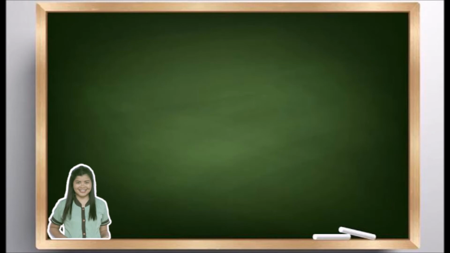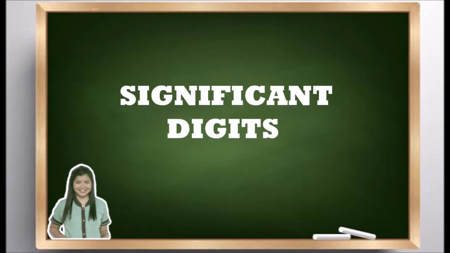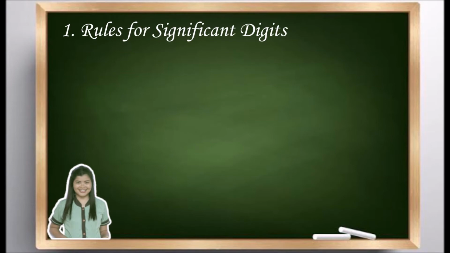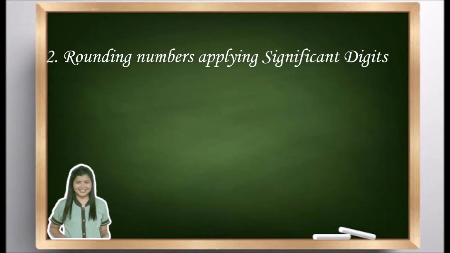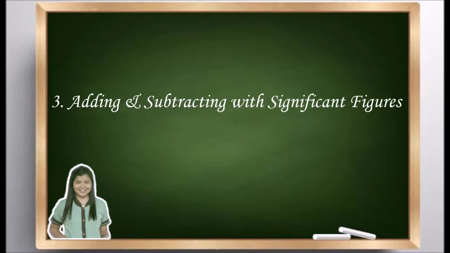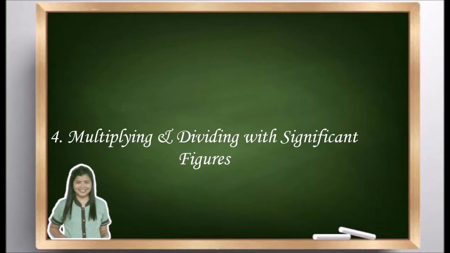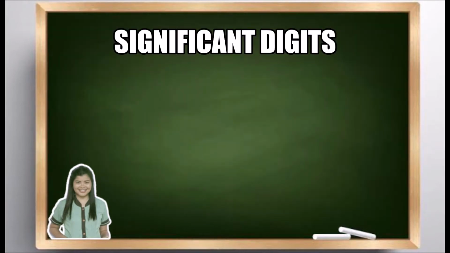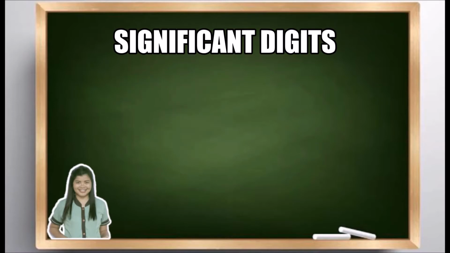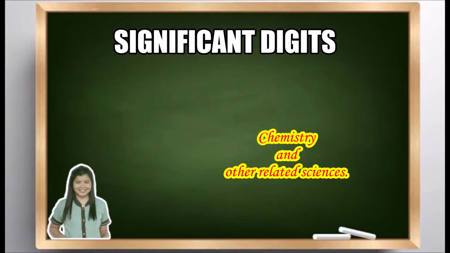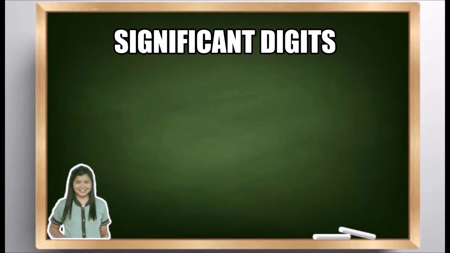Our topic for this video is all about significant digits, and this includes rules for significant digits, rounding numbers applying significant digits, adding and subtracting with significant figures, and multiplying and dividing with significant figures. It is fair to say that significant figure is the most hated topic of the students, yet this is the most important concept applied in chemistry and other related sciences. So it is really important to know the idea and concept about significant figures.